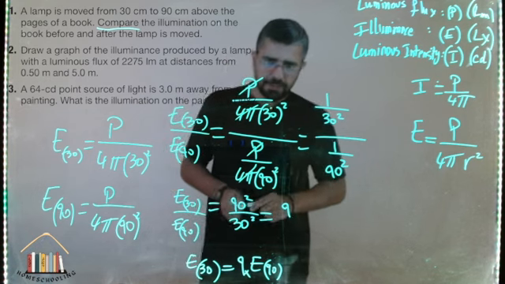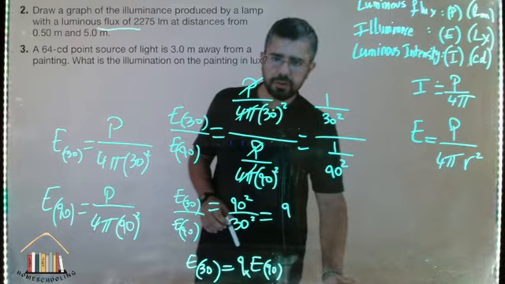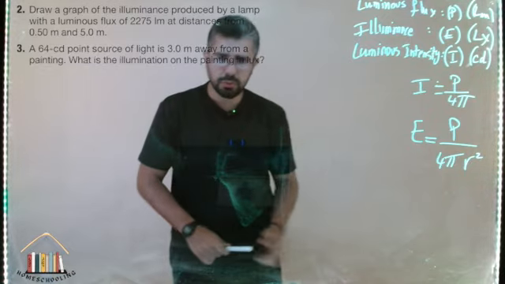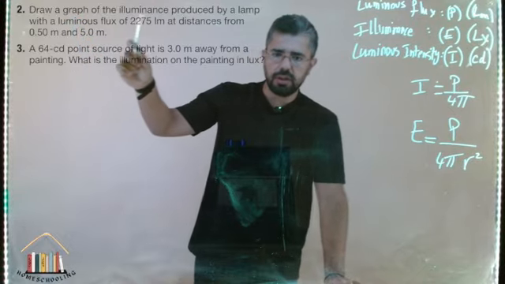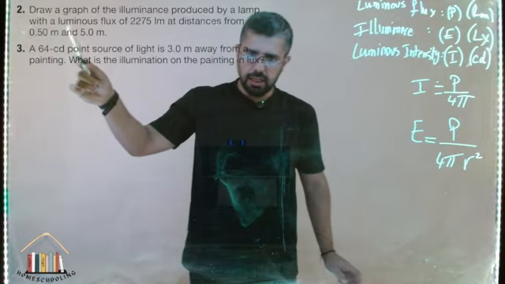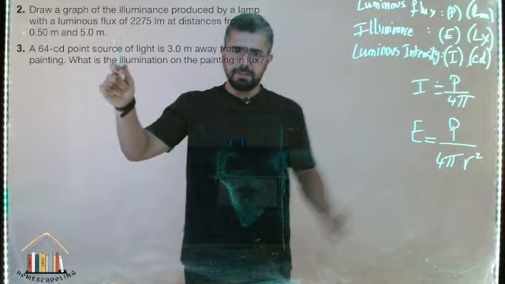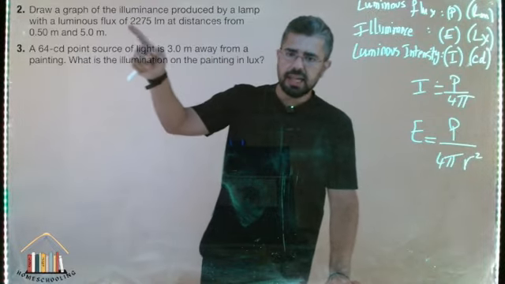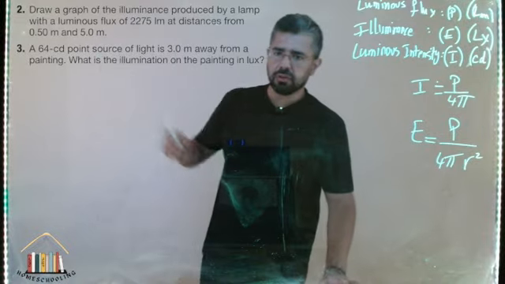All right. Let's move now to question number 2. Of course, we have to clean the board. And now with question number 2, we have to draw a graph of illuminance produced by a lamp with a luminous flux, remember the luminous flux is P, of 2275 lumens, at distances from 0.5 to 5 meters. So we have to draw a graph.